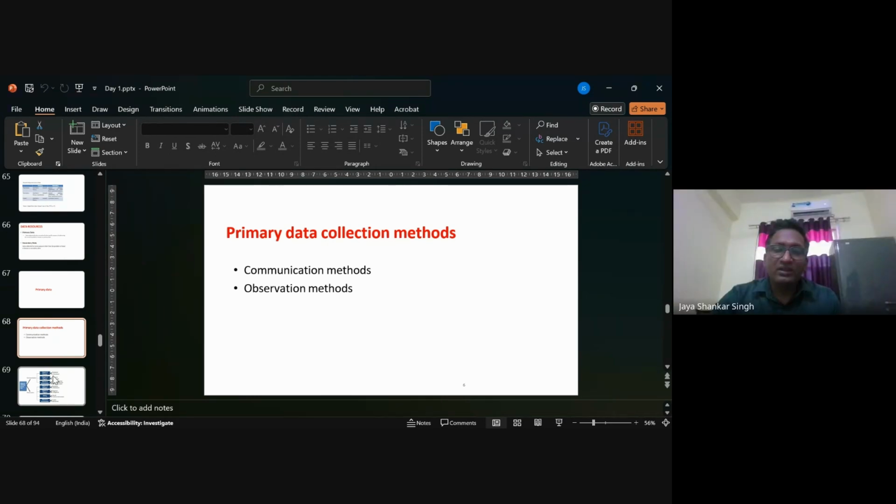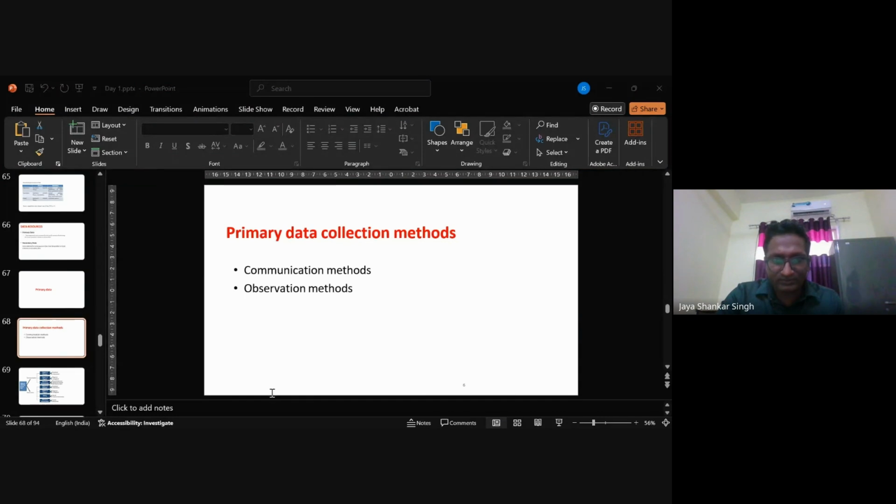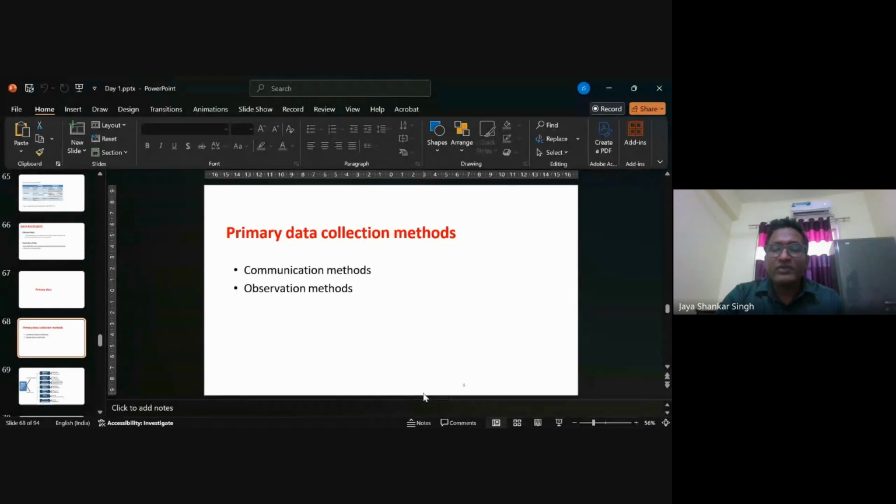Okay. So primary data collection methods are generally categorized into communication method and observation method. Any idea what communication and observation methods are? By the name itself, we can understand that in the communication method, there is some communication between the researcher and the responder, or whoever is participating, from wherever you're collecting data. It may be a human being, or non-living.